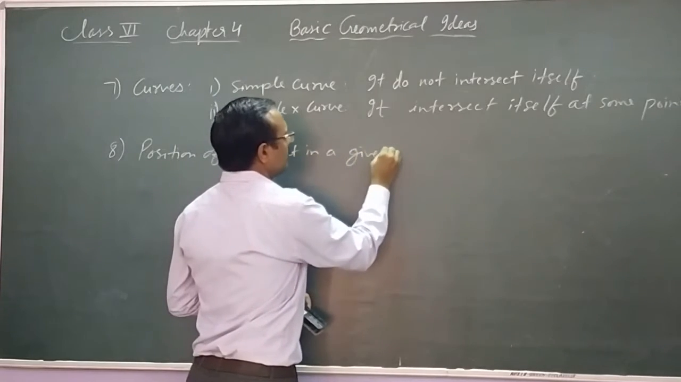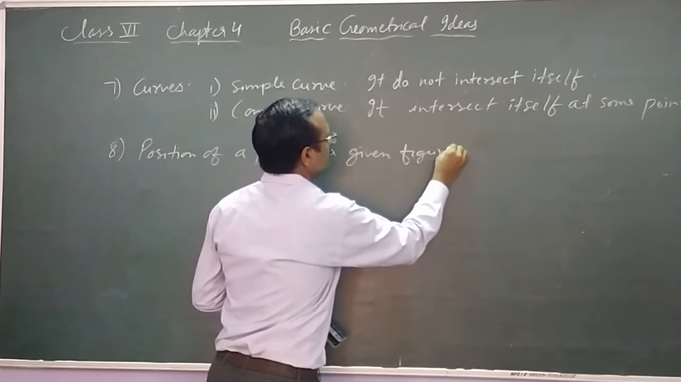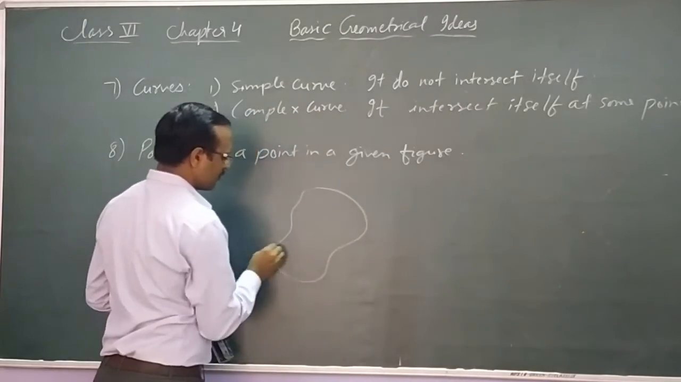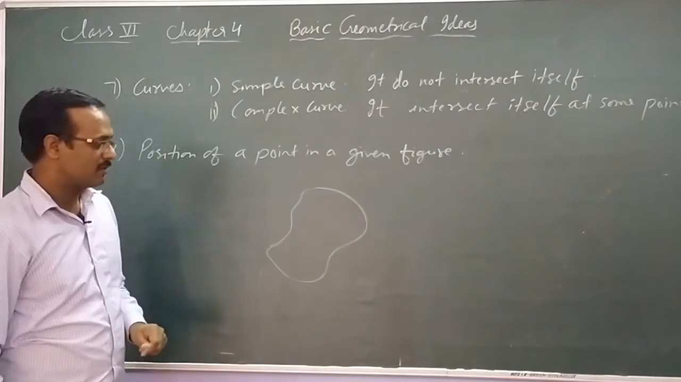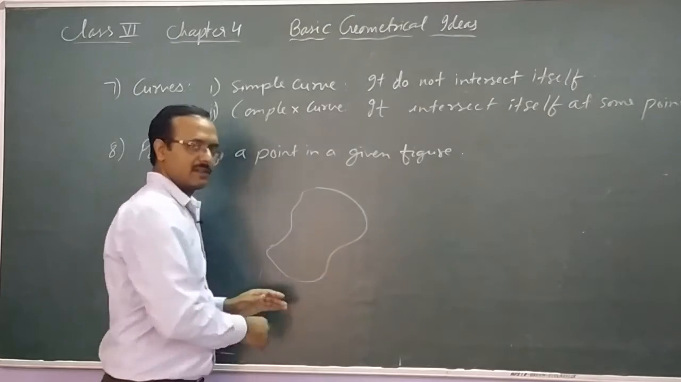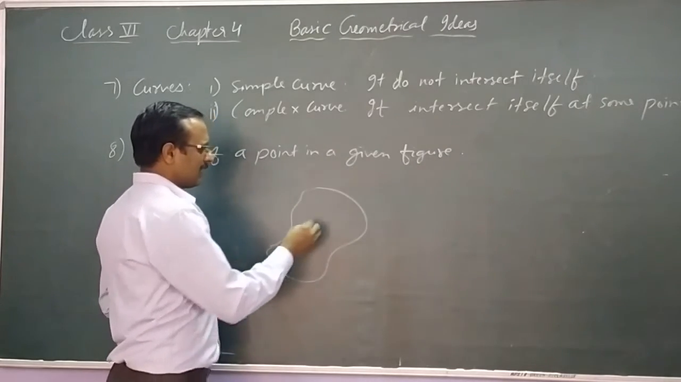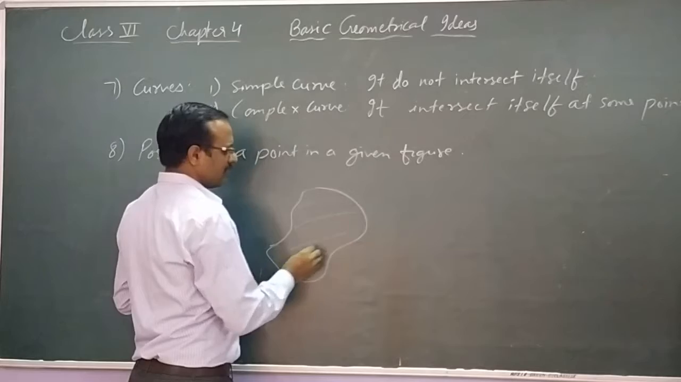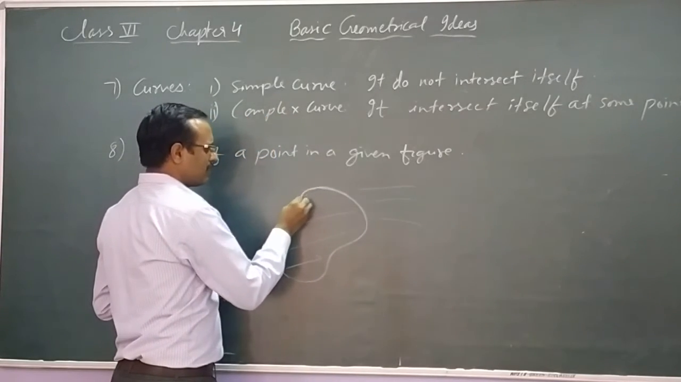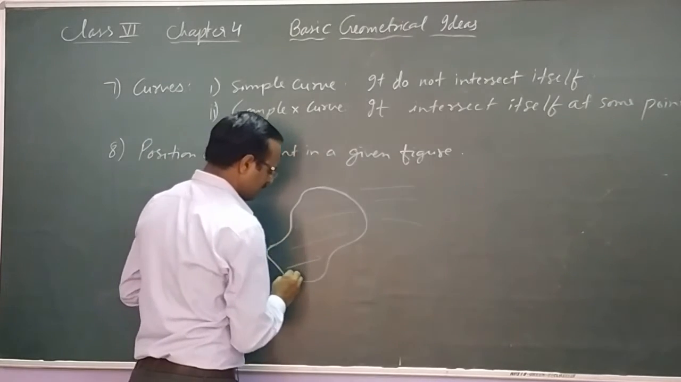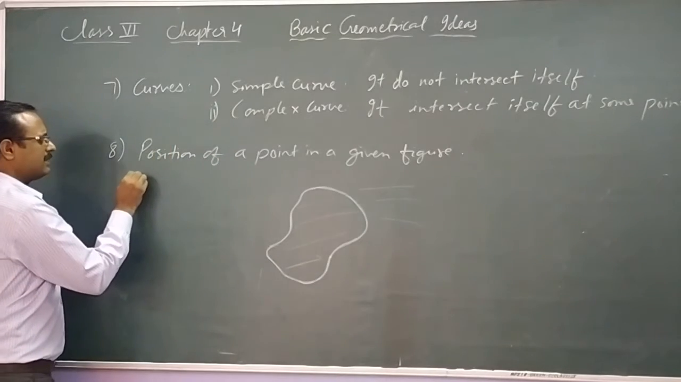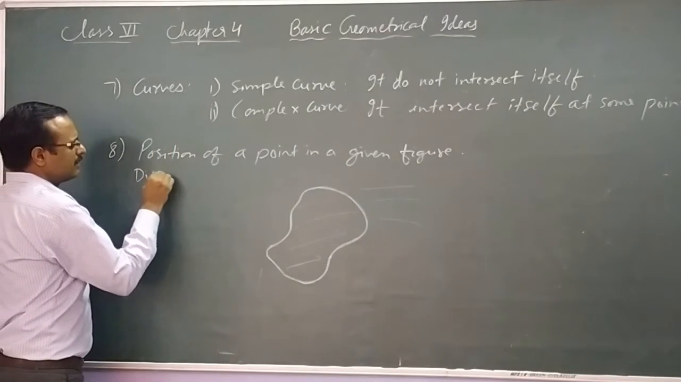In a given figure, suppose I have drawn a figure like this, a closed figure. So how many parts is this closed figure dividing this portion into? You can see there is an interior part, there is an exterior part, and there is also a part or a point on the boundary. So three major parts are divided, different regions you can say.